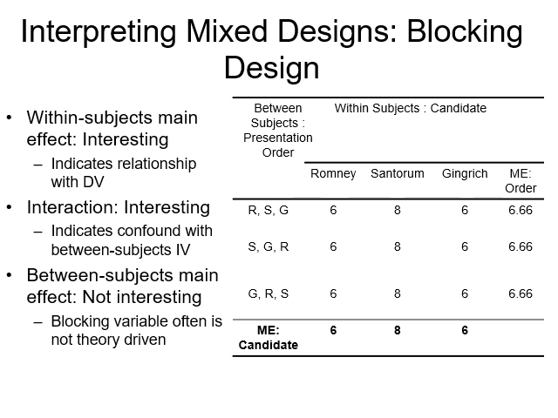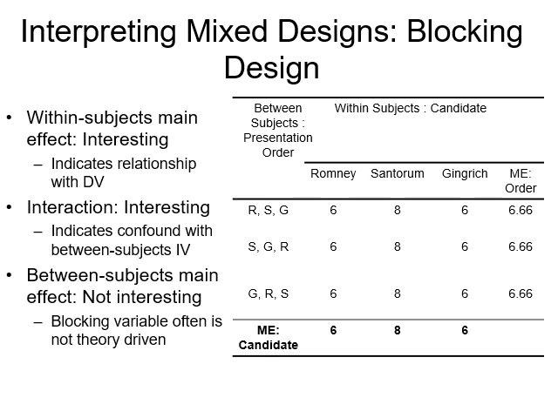So in this case, what we're hoping to find is that there are differences in the ratings. However, those differences do not change based on the order. So the mean of RSG versus the mean of SGR versus the mean of GRS should be the same, and in this case they are. So again, our within subjects main effect is what we're interested in.